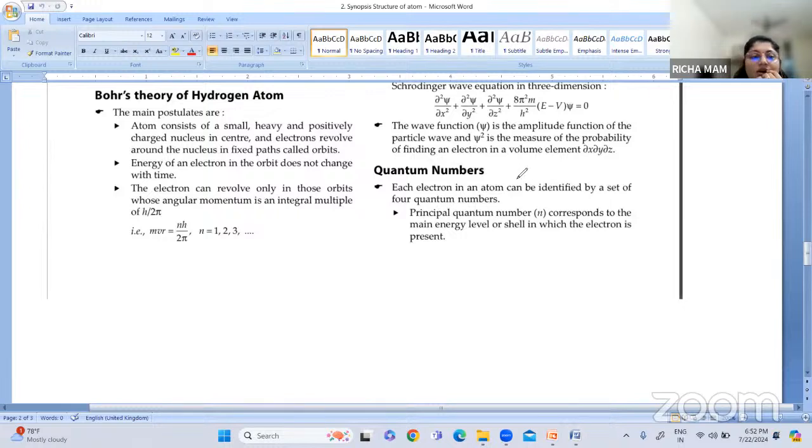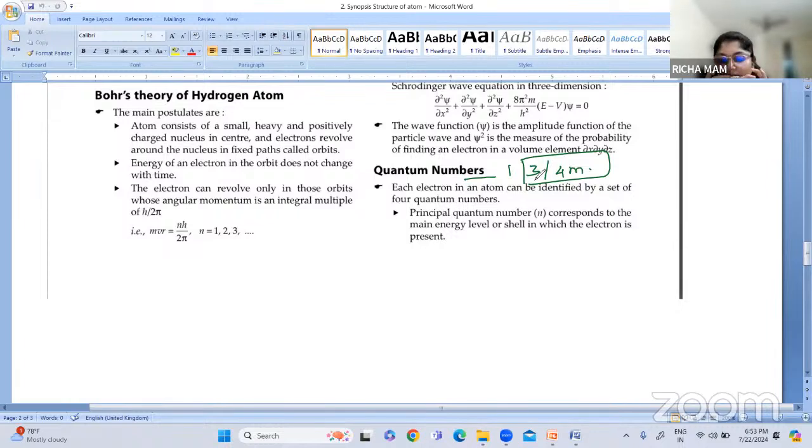Very important from the theory point of view. This is a question for 3 to 4 marks. Please note this question: what are quantum numbers, and give the significance of the four quantum numbers. This question is asked in theory also.